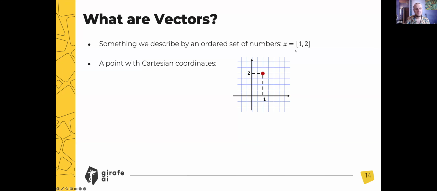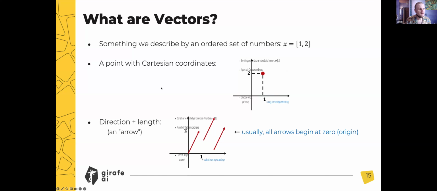When we speak about a vector (1, 2), we can imagine something like a point on a plane, which has simple Cartesian coordinates 1 and 2. 1 for the x coordinate and 2 for the y coordinate, right?